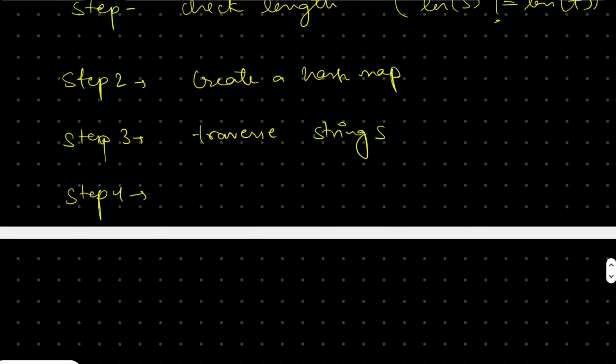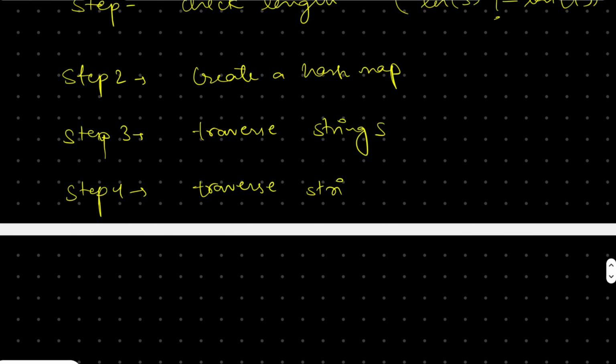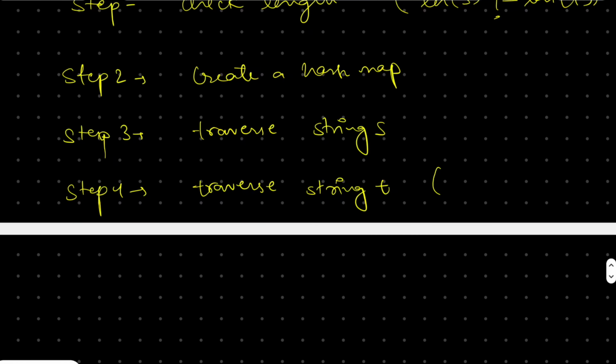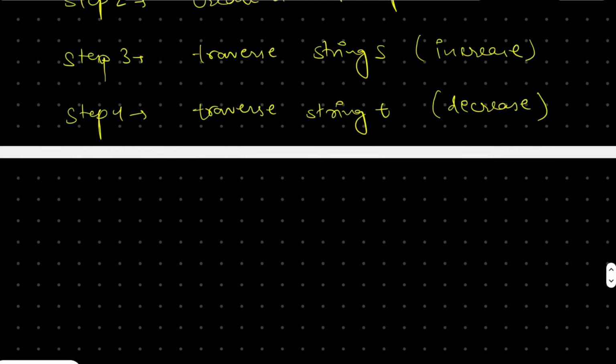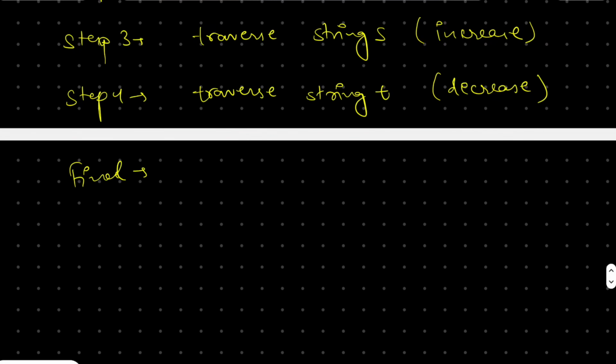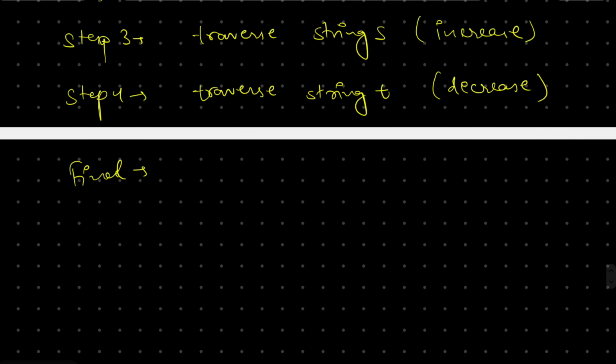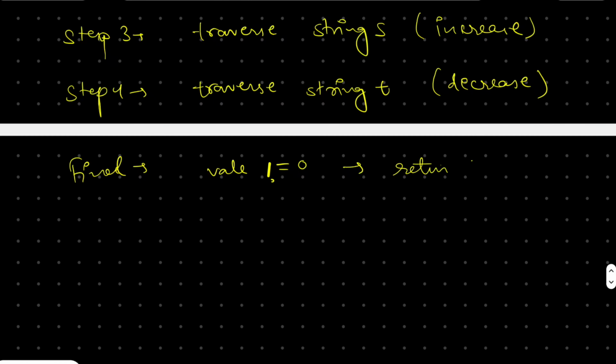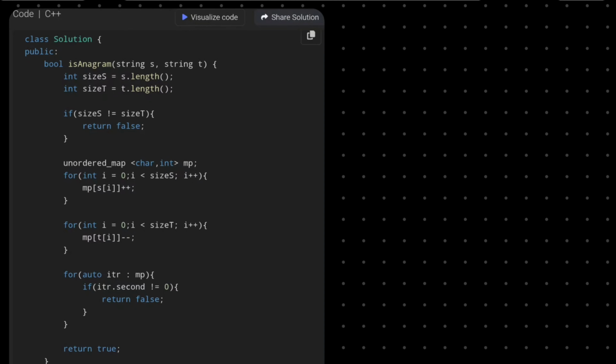For step 4, for each character, we will traverse string T and for each character we will decrease the count, right? Here we will increase, and in the final step we will go through the map, and if any value is not equal to 0, then we will return false, because they are not anagrams.